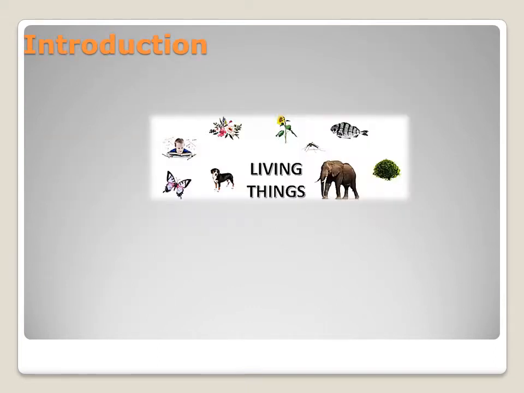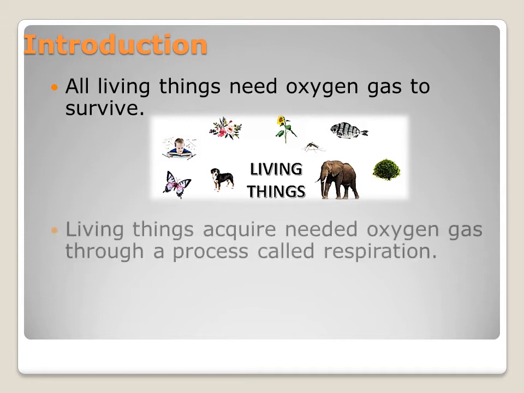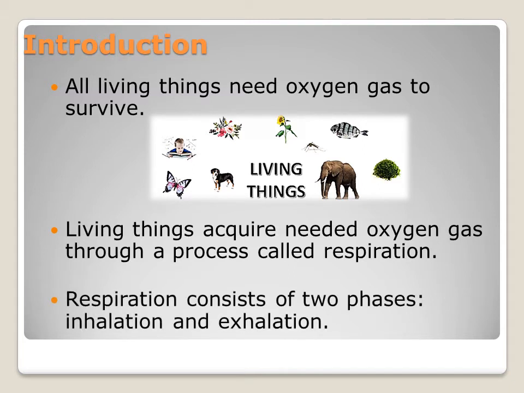As an introduction, you know that we all need to breathe. Why do we breathe? We breathe in order to have the oxygen gas we need to stay alive. So all living things, including living things on land or in water, need oxygen gas to survive. Living things acquire needed oxygen gas through a process called respiration, or as you know it, breathing. Respiration consists of two phases, which are inhalation and exhalation.